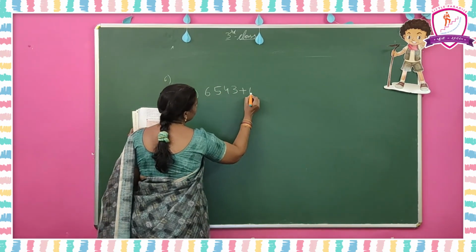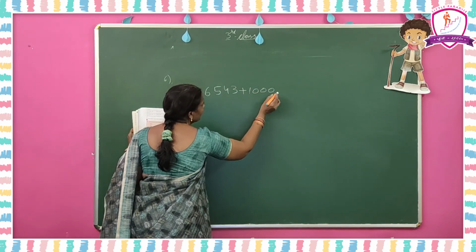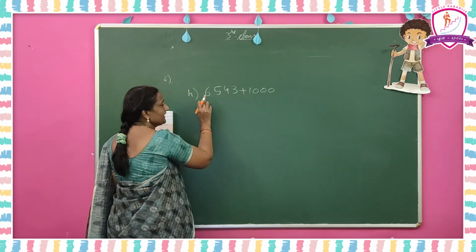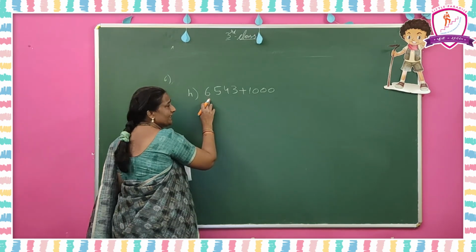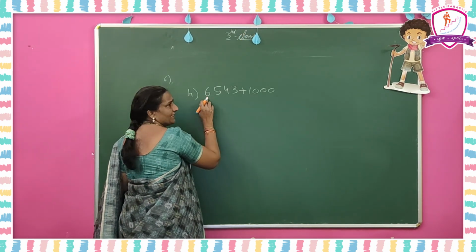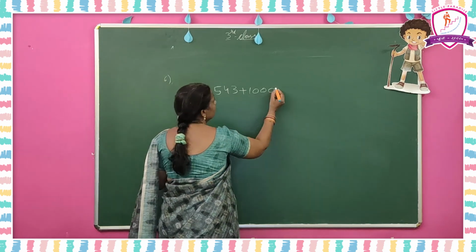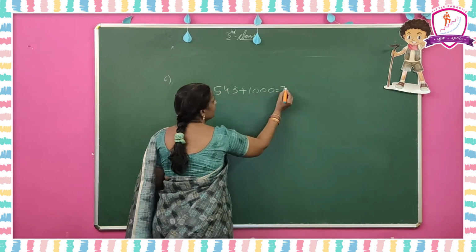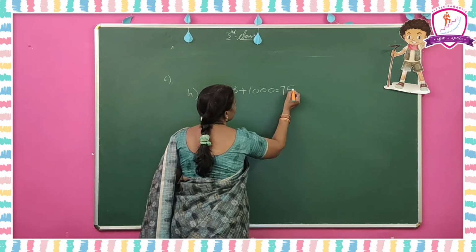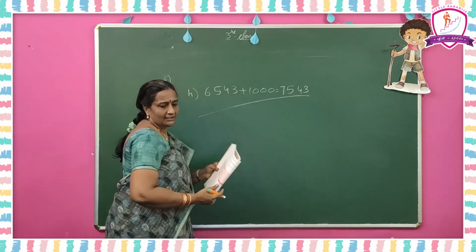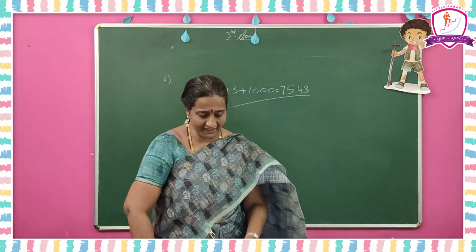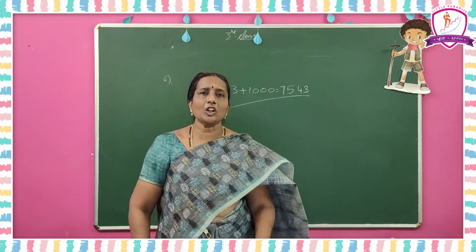6,543 plus 1,000. If 1,000 is added to any number, the digit in the thousands place is increased by 1. Here what is the digit in thousands place? 6. It is increased by 1, so it becomes 7 and the remaining digits remain same. 7,543. Like this, complete checkpoint 6. All of you complete all the checkpoints.